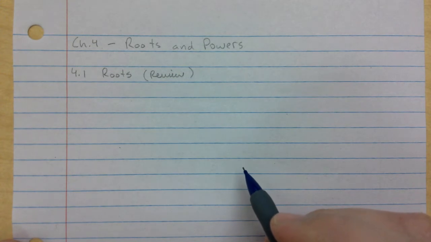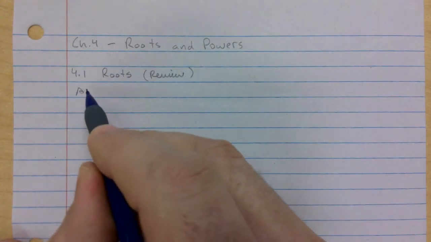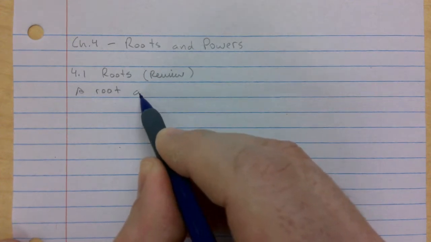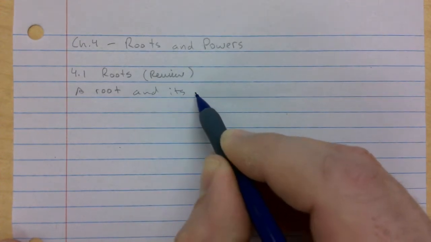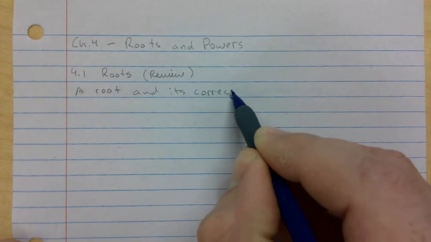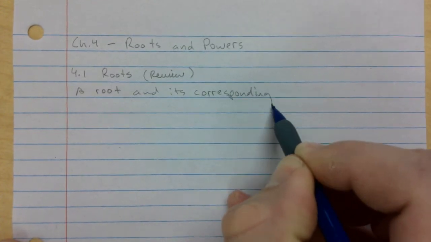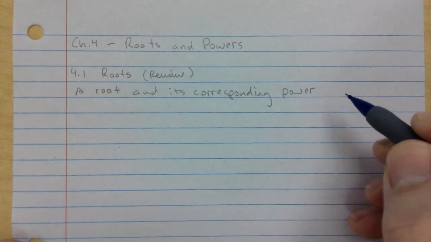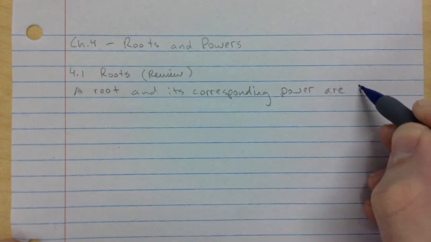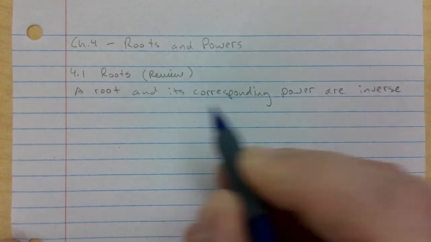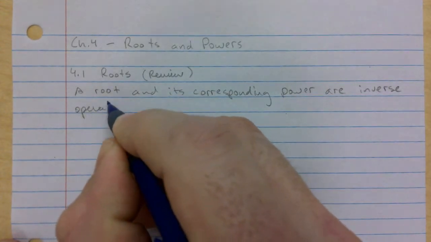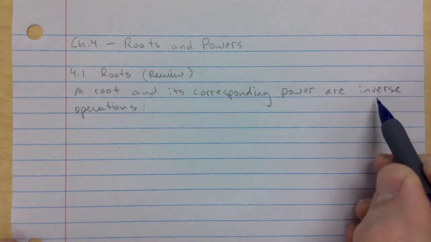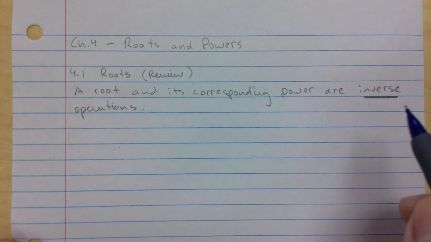So a root and its corresponding power are inverse operations. So make sure you write down the notes, right? And pause if I'm too fast. Inverse, right? They're opposite, right?